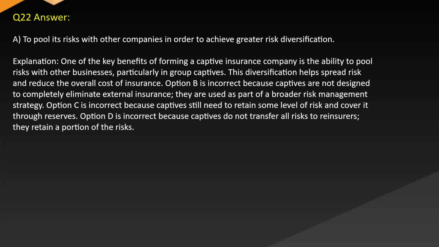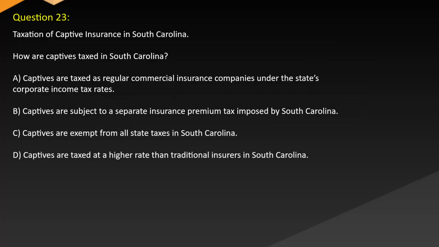Option B is incorrect because captives are not designed to completely eliminate external insurance. They are used as part of a broader risk management strategy. Option C is incorrect because captives still need to retain some level of risk and cover it through reserves. Option D is incorrect because captives do not transfer all risks to reinsurers and they retain a portion of the risks.